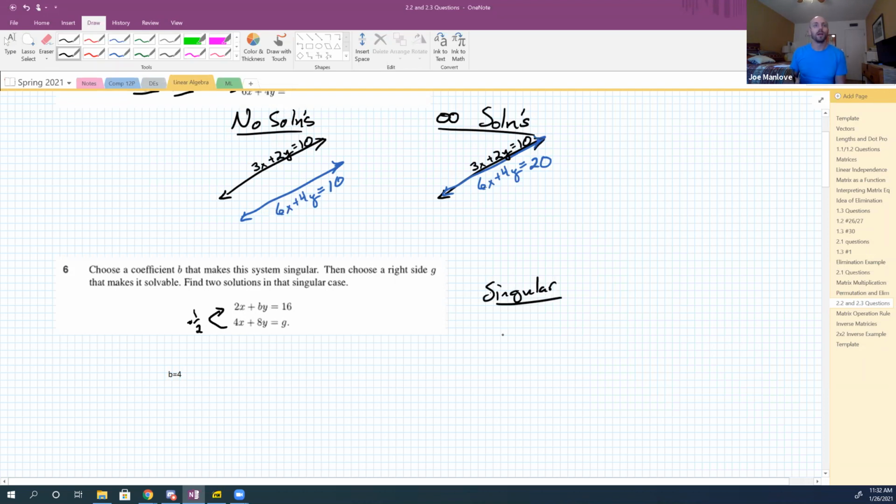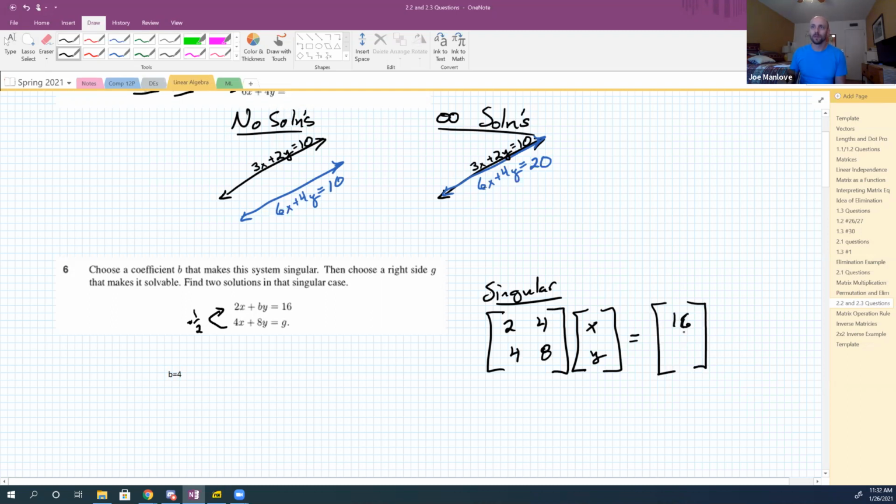So I've got my singular system, and it is 2, 4, 4, 8. Right? So that's my singular matrix. I'm multiplying this by a vector x times y. And I'm saying this is going to equal 16 and something. Okay, now in the previous example, right, I thought about there are infinitely many solutions when the whole row, right, including the right-hand side, is a constant multiple. And there's no solutions when the right-hand side isn't the same multiple as the left-hand side.